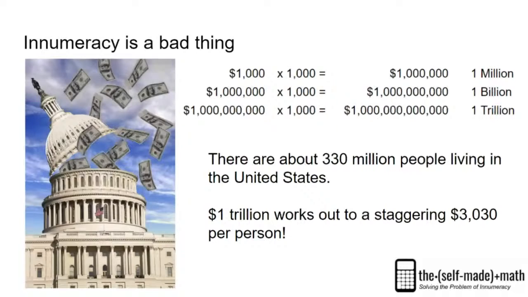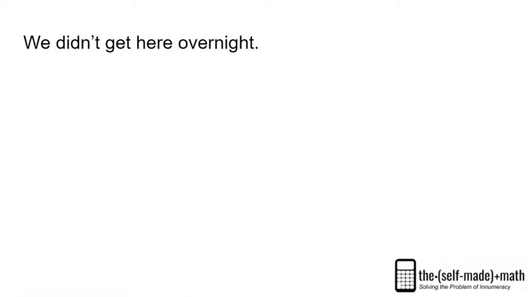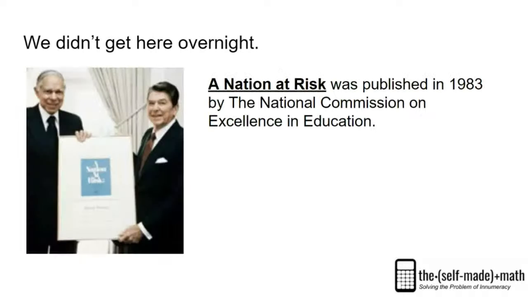So those are the problems of innumeracy. How did we get here? It didn't happen overnight. And in fact, it's been something that's on the national radar, particularly in education, for about 38 years. President Reagan, there he is on the right, the Gipper, he commissioned a study by the Department of Education, which was published in 1983. It was called A Nation at Risk.